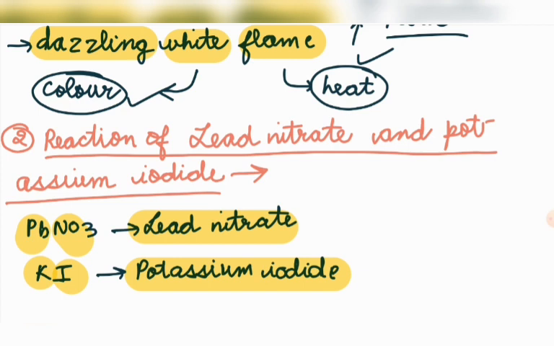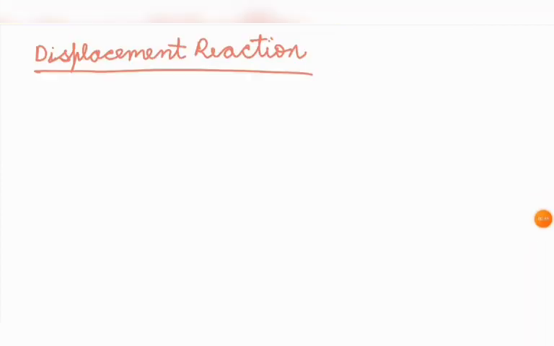Now we have to react these two compounds. First of all, let us understand the mechanism of this reaction. Reactions of this type, involving lead nitrate and potassium iodide, are known as displacement reactions, or more specifically, double displacement reactions.